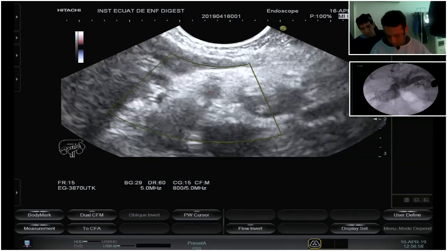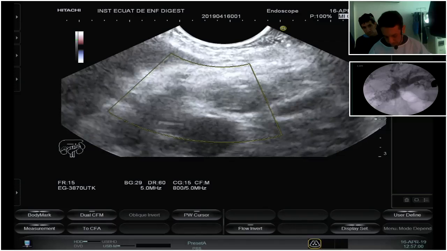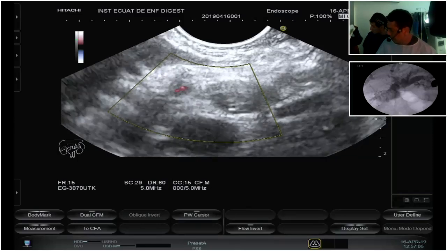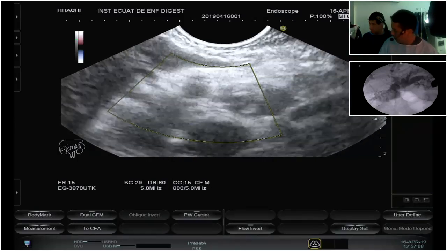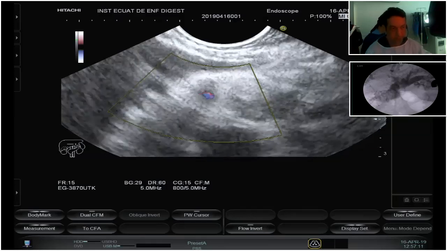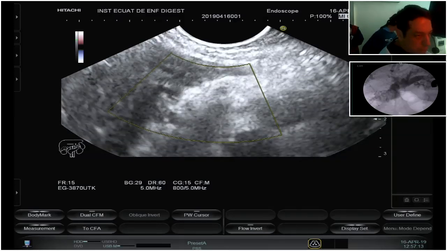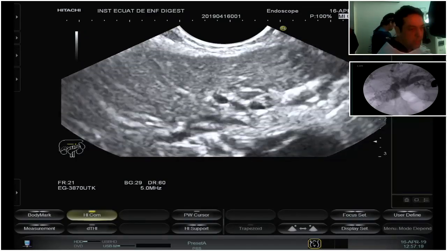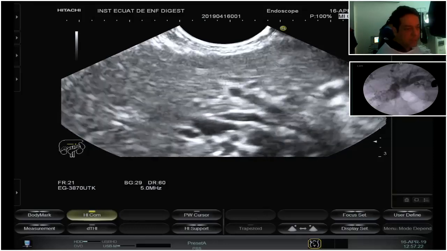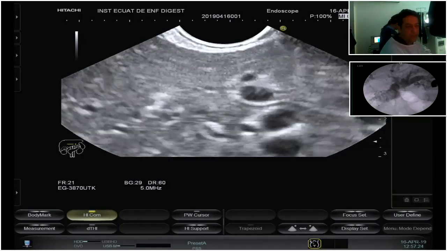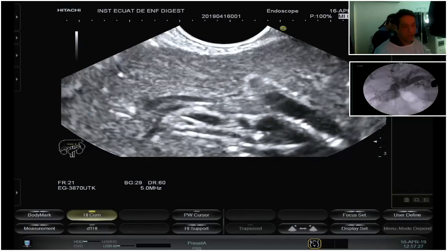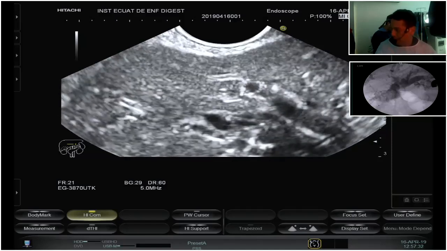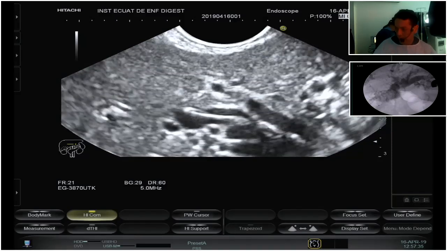Ok. Dame ahora una aguja 19 Antwire. So I will change my needle. I will use a 19-gauge needle Antwire for liver biopsy. And we will do it. You can see here the whole biliary tract has hyperechoic areas, and these hyperechoic areas mean that there is chronic cholangitis here. We saw that also in the cholangiography. It is a very irregular biliary tract.